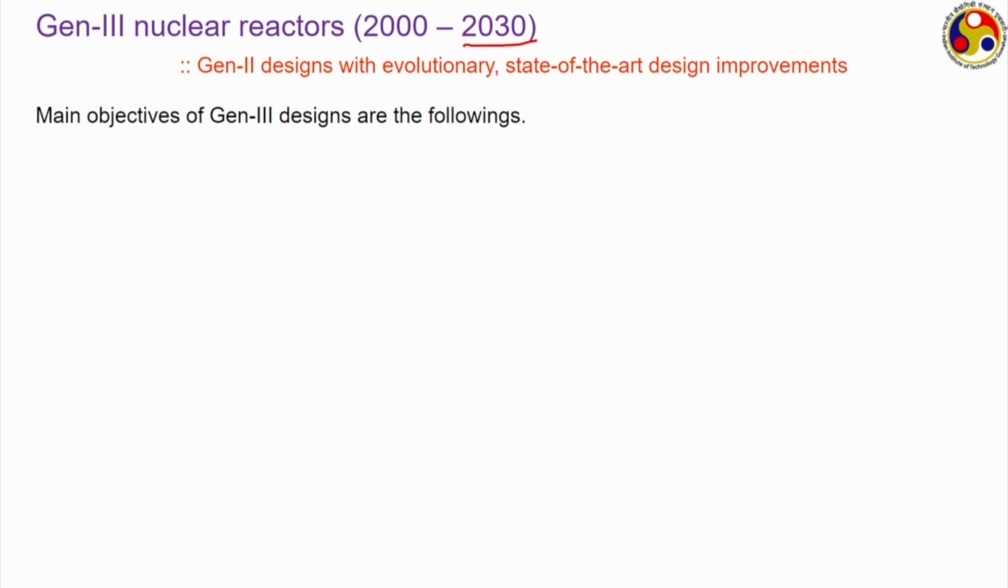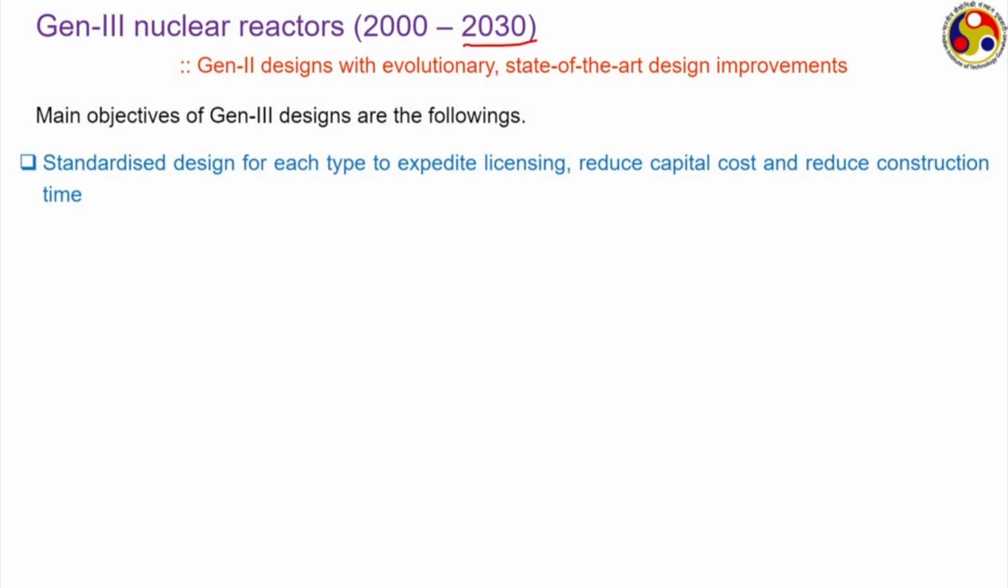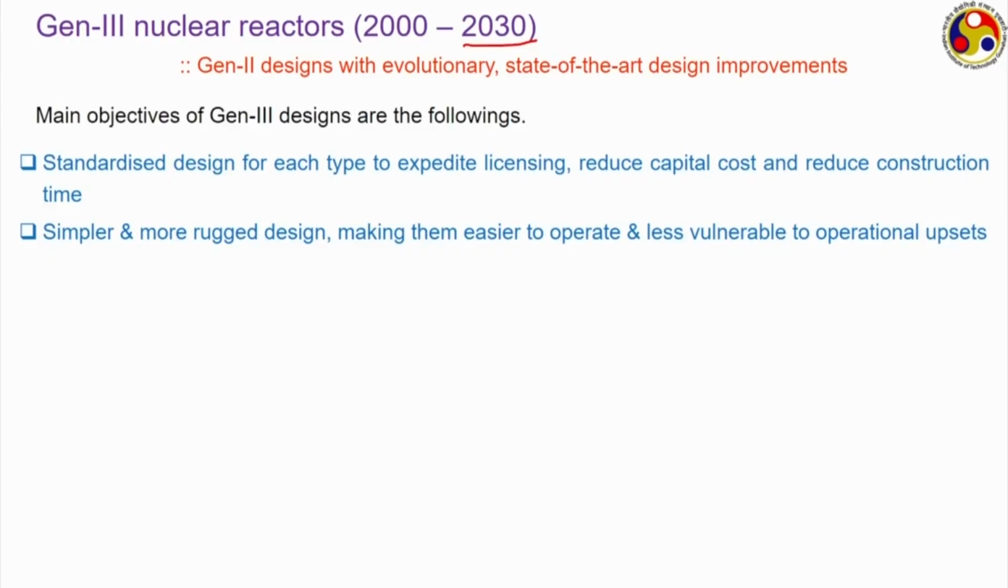Several objectives or factors are considered in generation 3 designs. Firstly, standardized designs for each type to expedite licensing, reduce capital cost and reduce construction time. Reduction in capital cost and construction time are both most important to attract investors, and the licensing of a nuclear reactor is generally a complicated process. If some kind of standard design is followed, then licensing would be much easier, avoiding unnecessary time loss. Simpler and more rugged design, making them easier to operate and also less vulnerable to operational upsets.